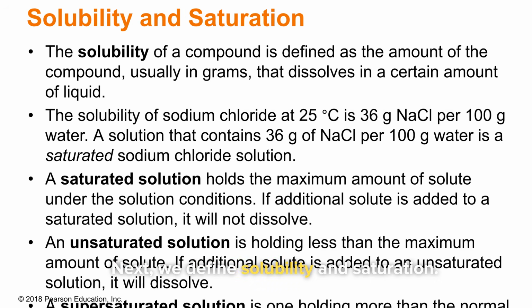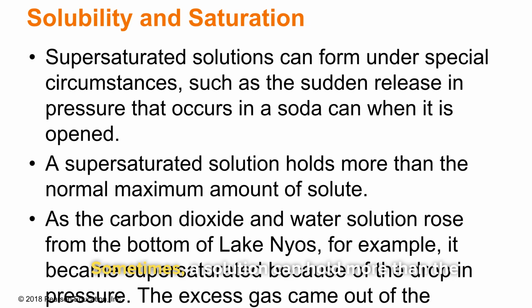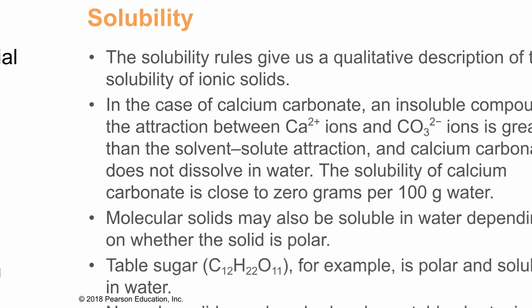Next, we define solubility and saturation. Solubility is the maximum amount of a compound that can dissolve in a specific volume of liquid. A saturated solution holds this maximum amount, while an unsaturated one can still dissolve more solute. Sometimes, a solution can hold more than the normal maximum amount of solute, which is called a supersaturated solution. In such cases, the excess solute will typically precipitate or fall out of the solution.